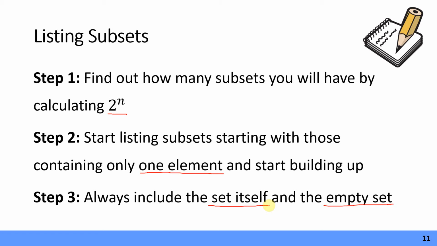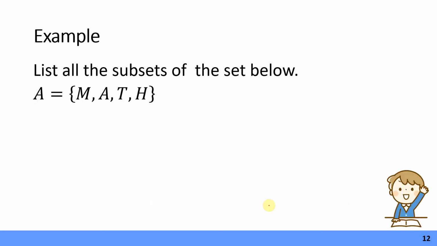So step 1, give yourself a number, calculate 2 to the n. Step 2, start listing with the sets that have 1 element, then the ones that have 2 and so on. And then step 3, always write the set itself and the empty set. Okay, so this is what I mean. I'm going to do one problem here with you.